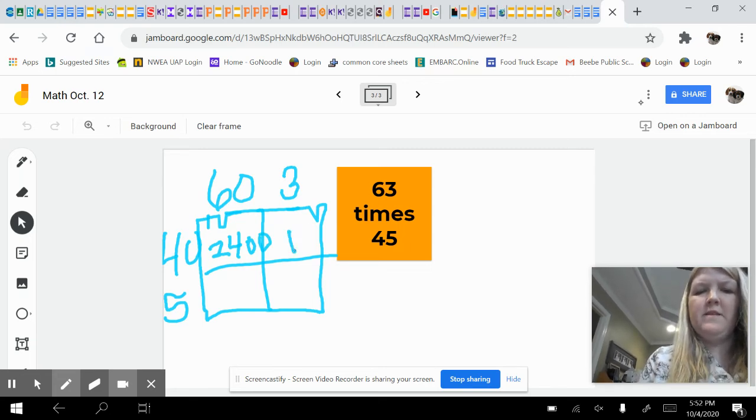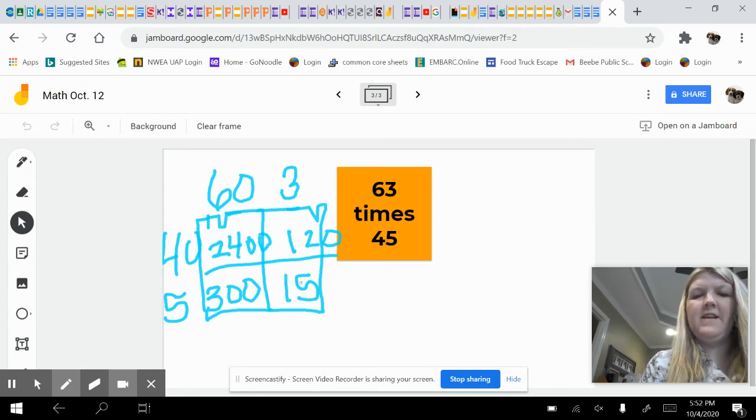40 times 3 is going to be 120. And then 5 times 60, I know that 5 times 6 is going to be 30. So 5 times 60 would be 300. And then 5 times 3 is going to give me 15. So then I can add these together. So 2,400 plus 120 would give me 2,520.